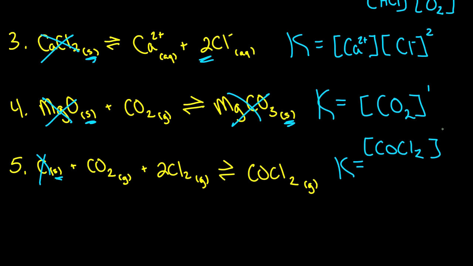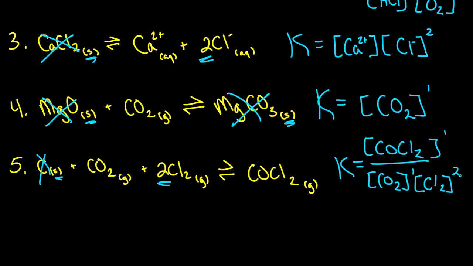It is to the first. So that's going to be over reactants. CO2 is my first reactant, and it is to the first. Chlorine gas is my second reactant, and it is to the second. So there is our formula.